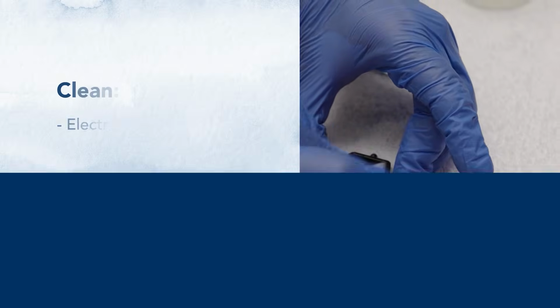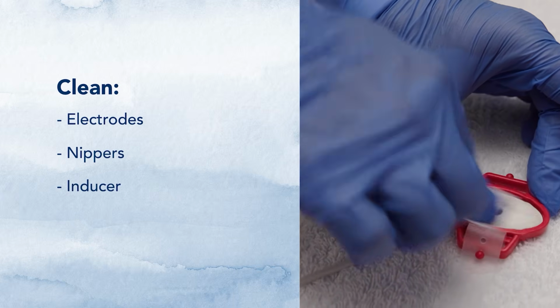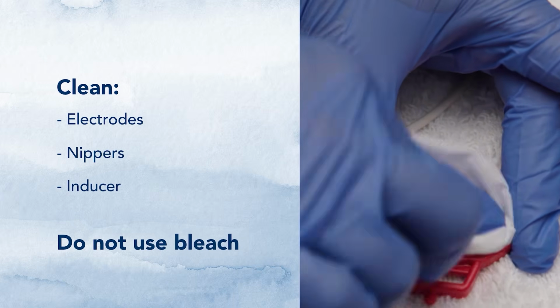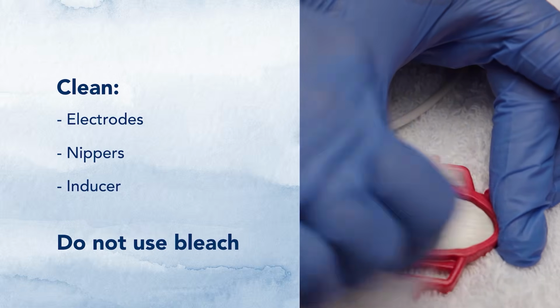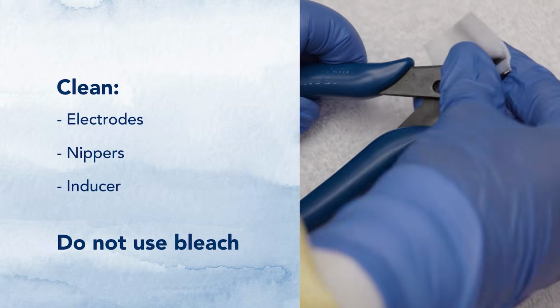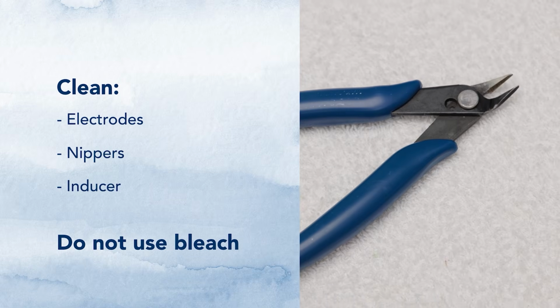Follow your institute's infection control policy for cleaning any reusable equipment. If using a reusable needle, clean with CLRW and let it dry. Clean the electrodes, nippers, and straps if being reused with alcohol wipes. Rinse with CLRW and dry. Never use bleach to clean equipment as it contains chloride that can contaminate future collections. Disinfect equipment according to your institute's infection prevention control and manufacturer policy.